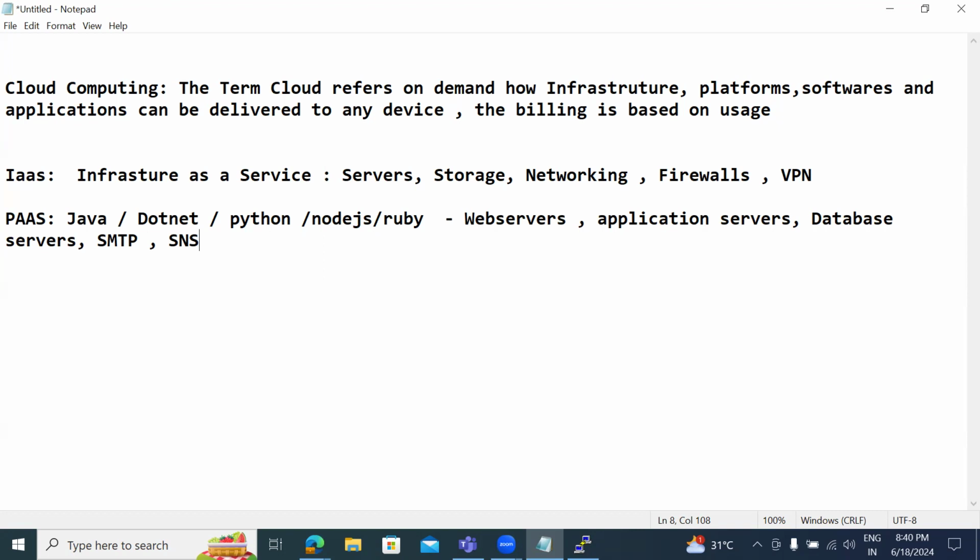So that is the main advantage we are going to get from the cloud. Say SNS, or we have SNMP for monitoring kind of things. Everything we are going to get as a platform. And nowadays, a lot of DevOps tools have also been coming as PaaS itself.